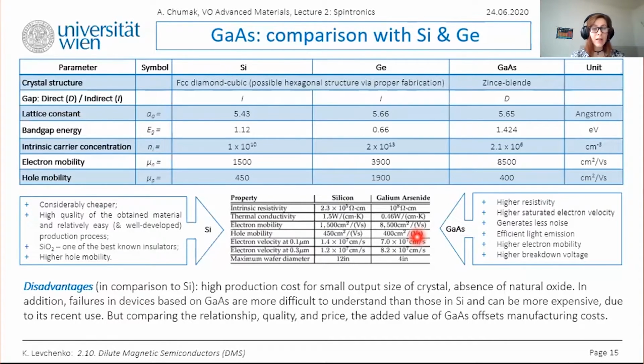Another disadvantage is a high production cost for a small output size of the crystal. Hence, the manufacturing process is many times more costly in the case of gallium arsenide in comparison to silicon, thus limiting its applications to some niche fields.